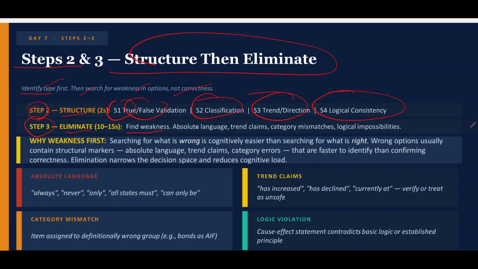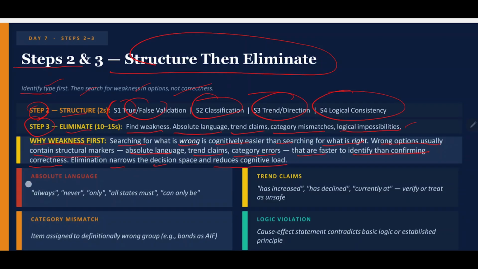Find weakness. If you find absolute language, then eliminate. Trend claim, then eliminate. Category mismatch, then eliminate. Logical impossibility, then eliminate. Why weakness first? Searching for what is wrong is cognitively easier than searching for what is right. Wrong options usually contain structural markers, absolute language, trend claims, category errors, that are faster to identify than confirming correctness. So elimination narrows the decision space and reduces cognitive load. I hope you are getting the point.